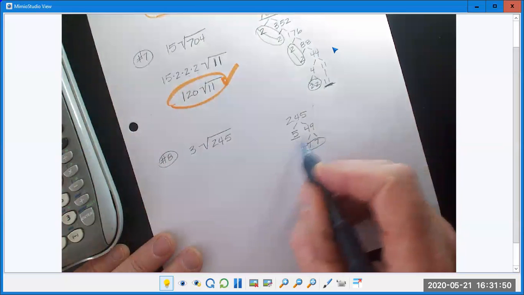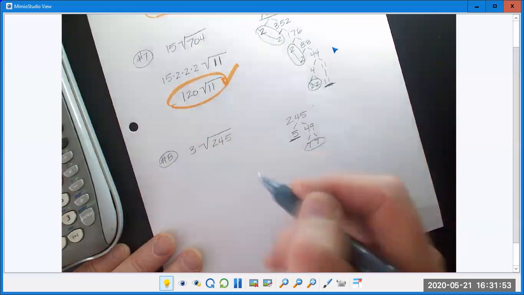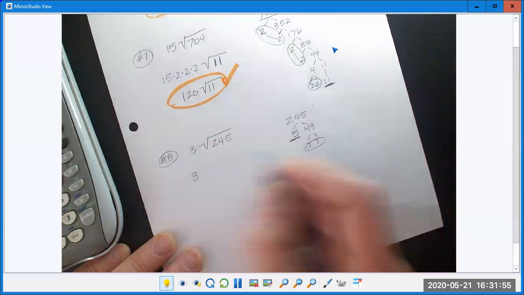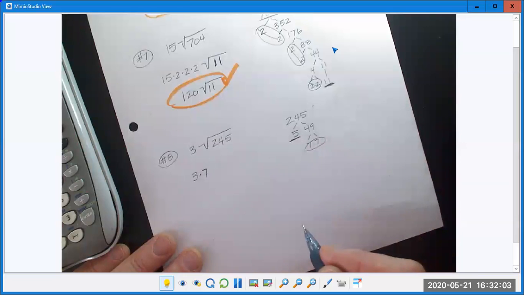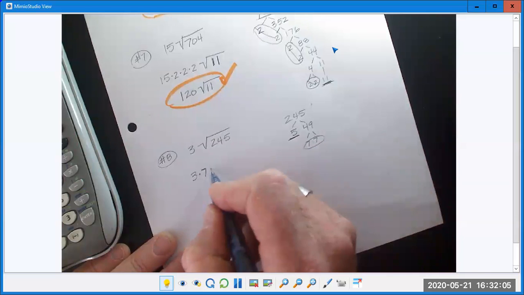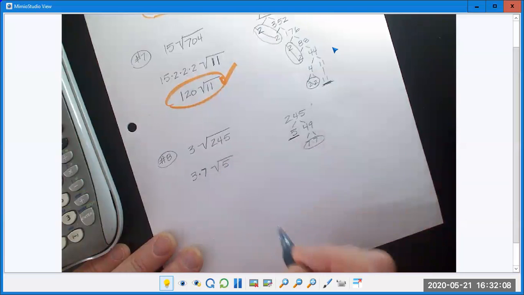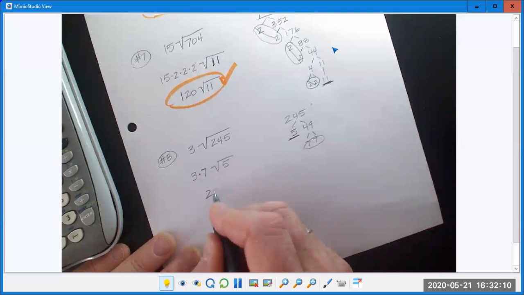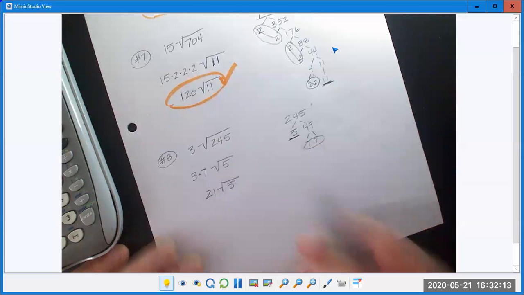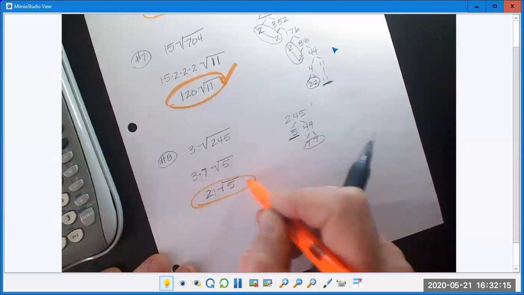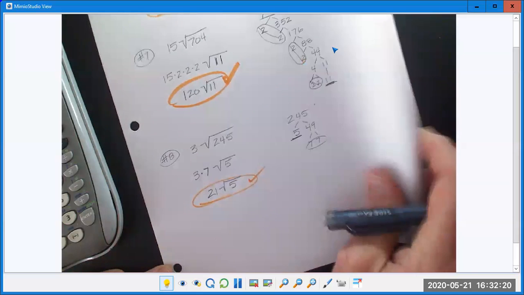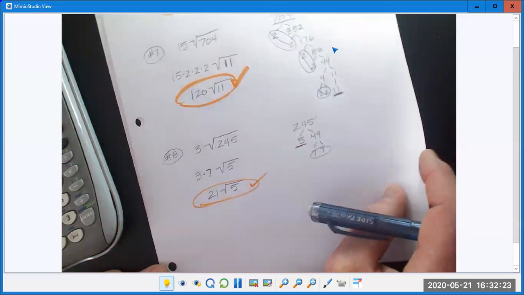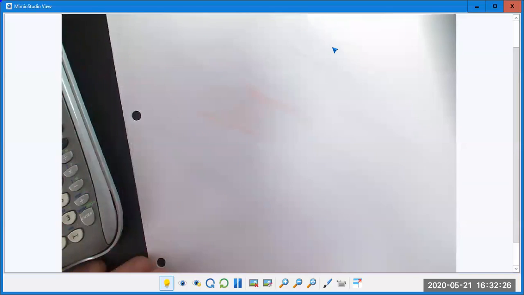Okay? Prime factorization. I had a term of 3 outside of my radical. Here's my pair of 7s that are coming out, or one 7 coming out to represent the pair. Okay? And then I was left with 5 underneath my radical. So my final answer, 3 times 7 is 21, radical 5. I like that one. I got a nice perfect square on that one. All right, number 9.